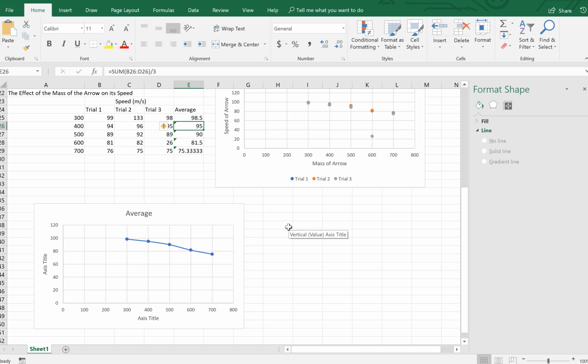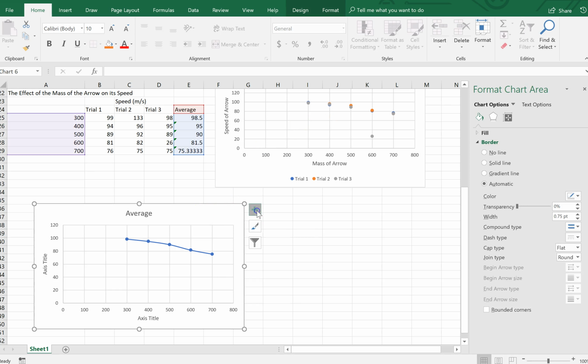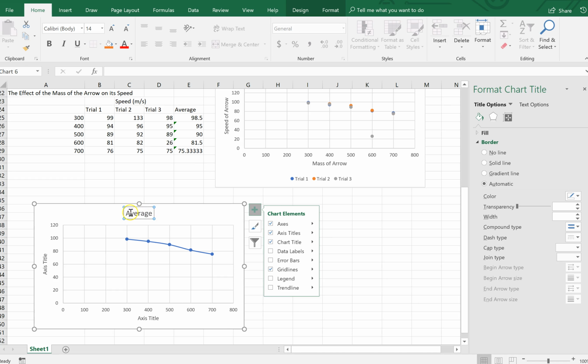What if my mass of my arrow was 200 grams? What if my mass was 187? What if my mass was 1342? What should be the speed of that arrow based on the testing I've done? So I'm going to click here. Remember, we can add things like axes and titles and stuff like that. And one of the things here I want to add in here is the proper title.